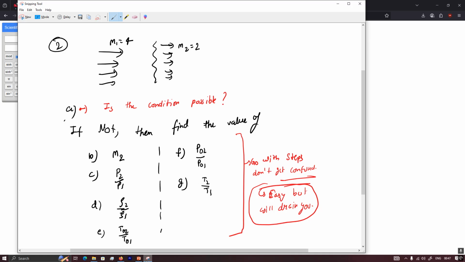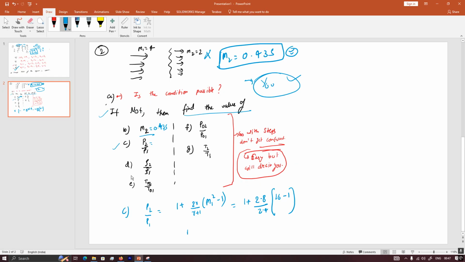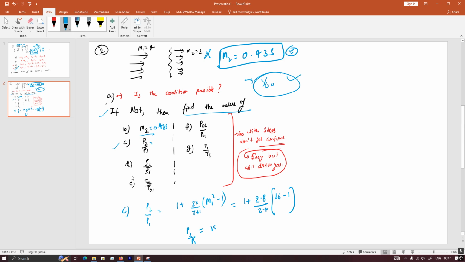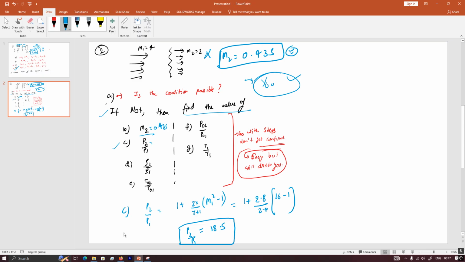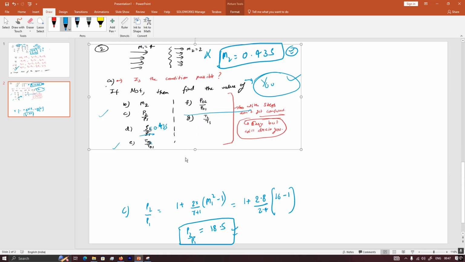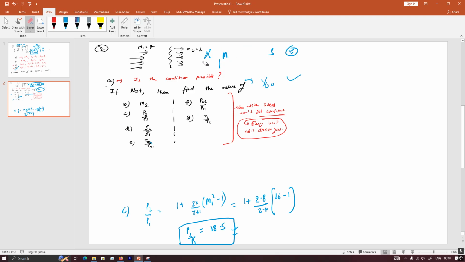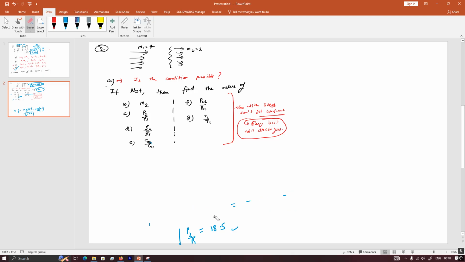So the pressure after the normal shock wave is 18.5 times the pressure which was before, and it is about total pressure. Okay, so it is 18.5 times. So we got the pressure ratio. Let me just remove all these things. So yeah, we got the C option as well, right?